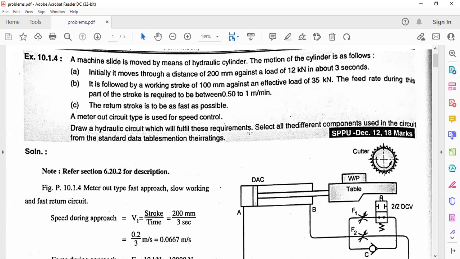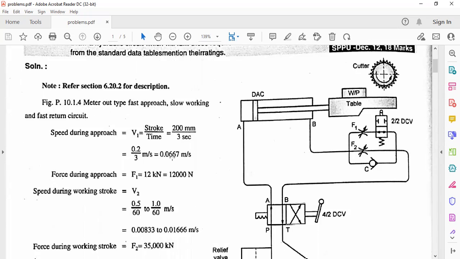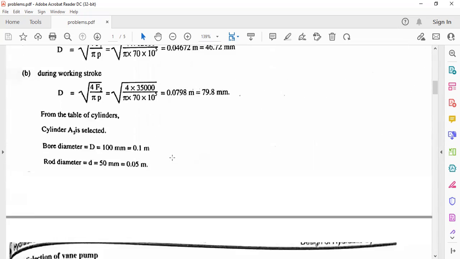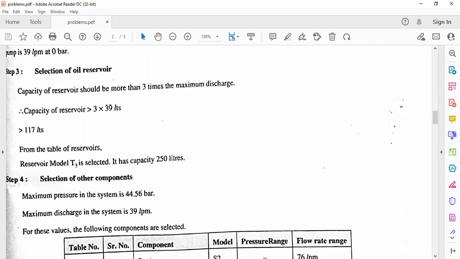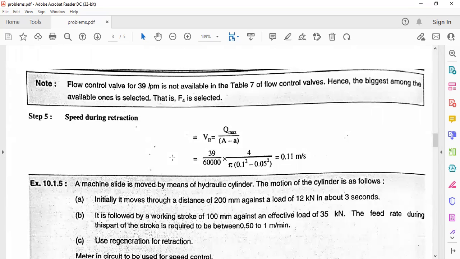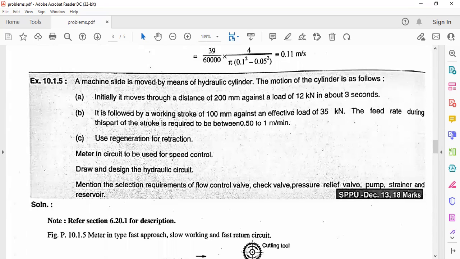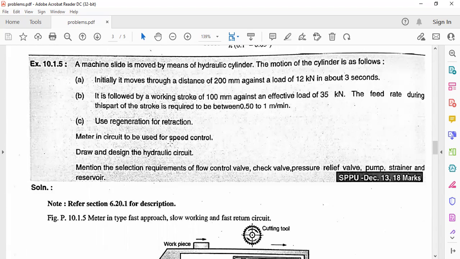Select all the different components used in the circuit from the standard data tables. Mention their rating. This numerical we have discussed in the previous lecture. So today we discuss this numerical on the machine slide.